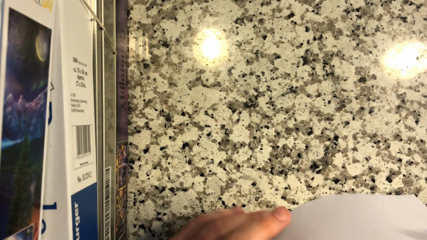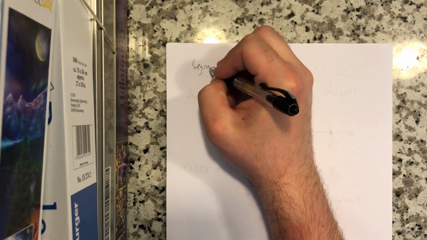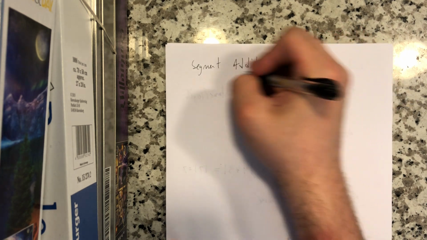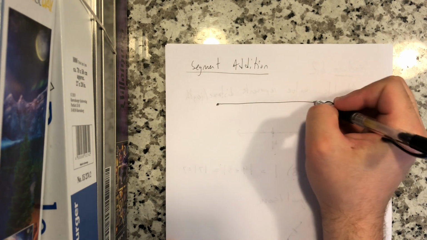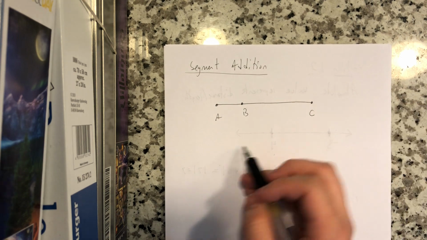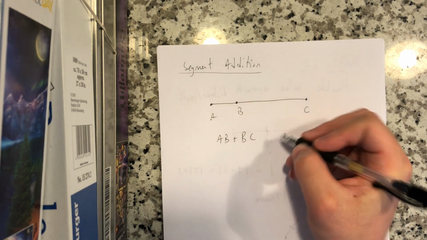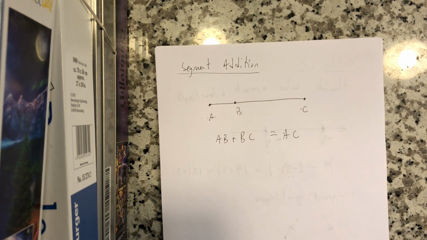Okay? So one thing we want to talk about here is the segment addition postulate. Segment addition basically says if you have a long segment, let's say this is A, B, and C. If you have a long segment made up of A, B, and C, AB plus BC is equal to going the whole distance from A to C. So that's what the segment addition postulate means.